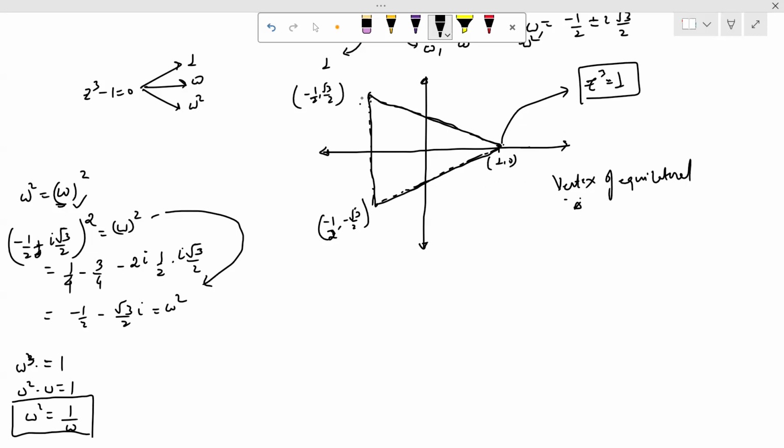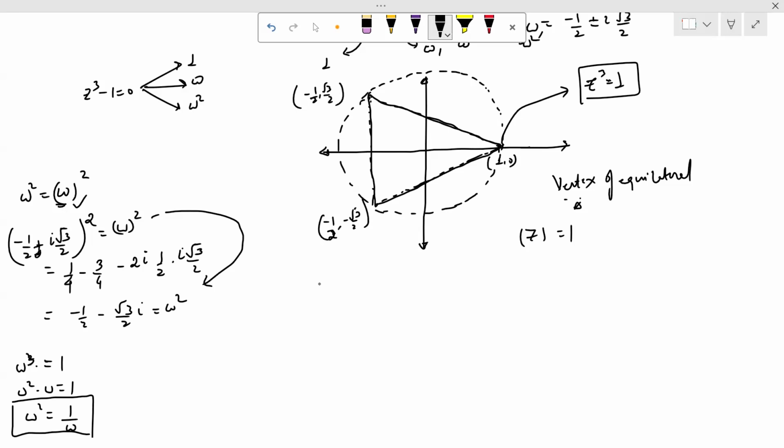And in fact, all these points also lie on this unit circle, because you can clearly see that for all these points |z| = 1. See, for (1, 0), |z| would be 1, for (-1/2, √3/2), |z| would be 1, and for (-1/2, -√3/2), |z| would be equal to 1. So all these 3 points always lie on the unit circle, and they also lie on the vertices of the equilateral triangle.